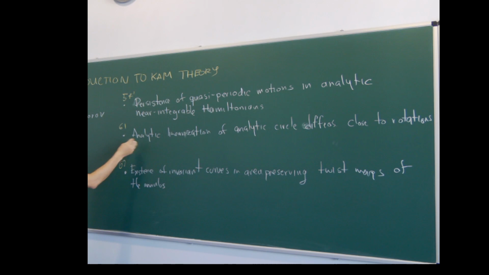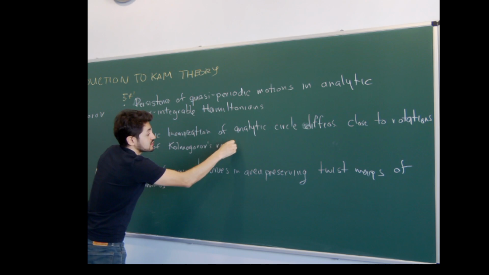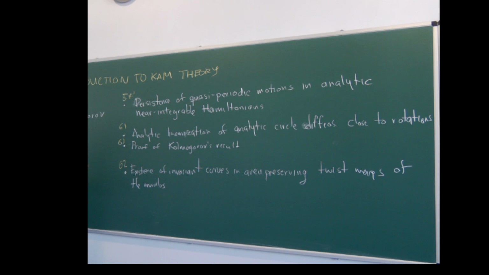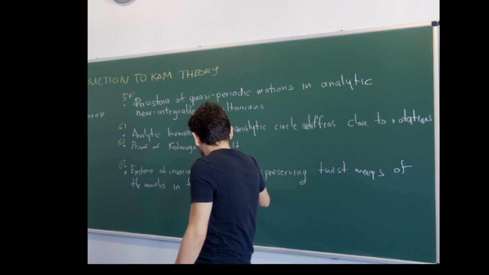So Arnold then gave a proof of Kolmogorov's result. This was in 63. And I forgot to mention something very important here. Something very impressive in this result was that all of this required analytic regularity, but Moser managed to make these ideas work in finite regularity, which gives even more extent to this set of ideas.